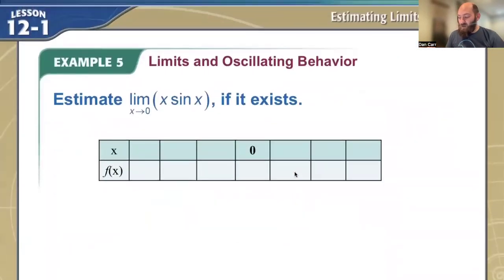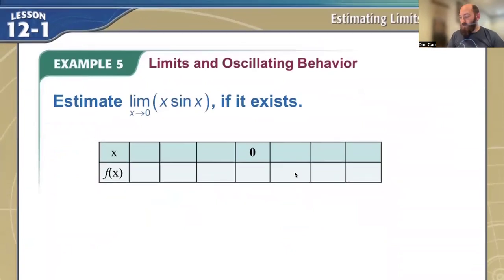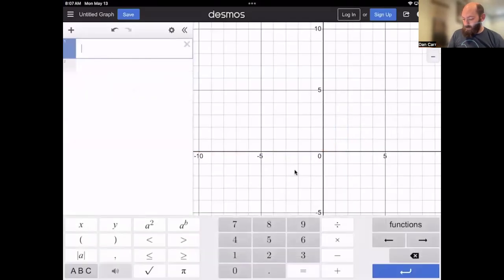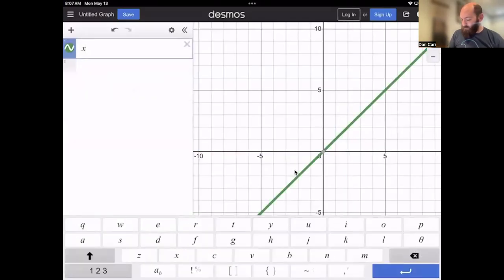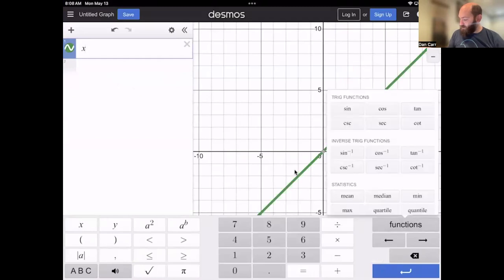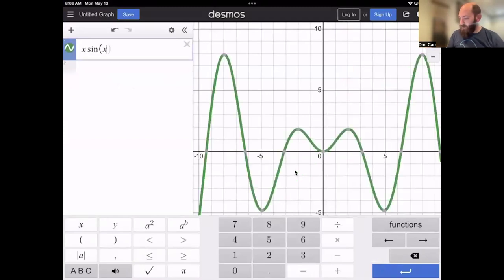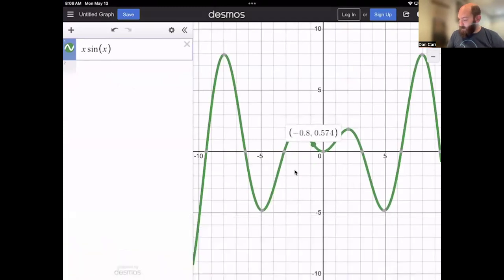Okay, again, just something to look at from the table that we understand that. Next one, limit as x approaches 0 of x times sine of x. If you want to see the graph of that real quick, we can do that. We'll do x times the sine of x. Get some weird looking stuff here. But what I'm concerned about is what's happening as I approach 0. Well, from the left-hand side, seems to be approaching 0. That seems to be okay. From the right-hand side, also seems to be approaching 0.